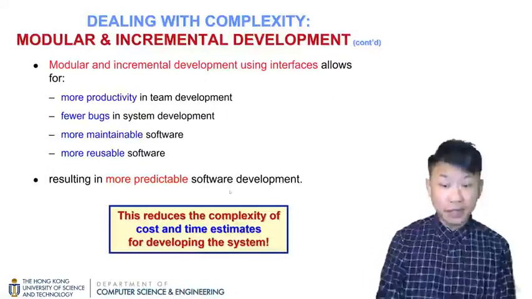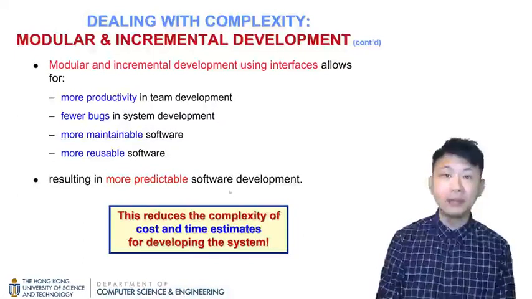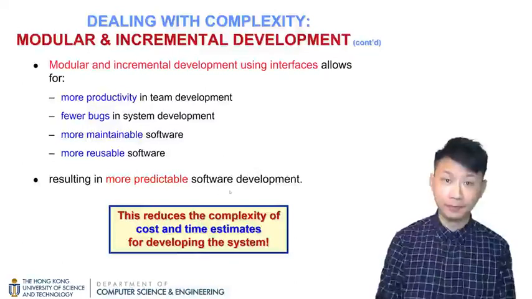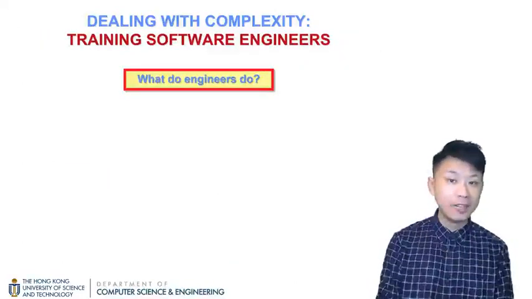And this is going to reduce the complexity of cost and time estimates for developing the system. So another way to deal with complexity is to provide training to software engineers.